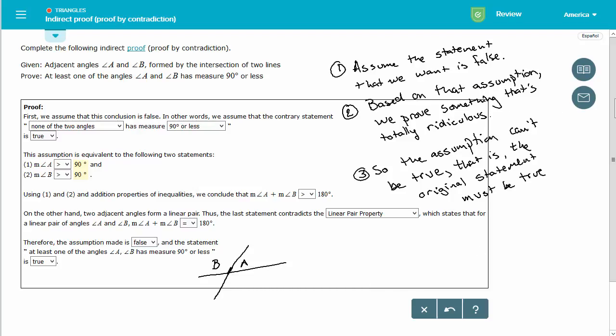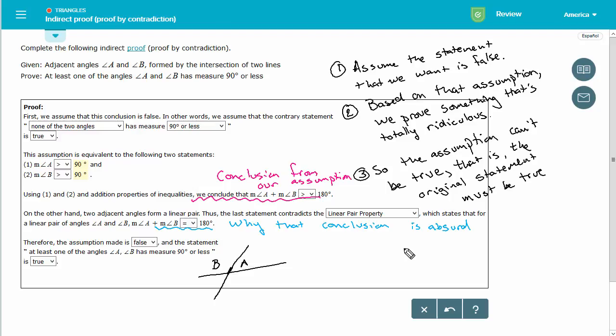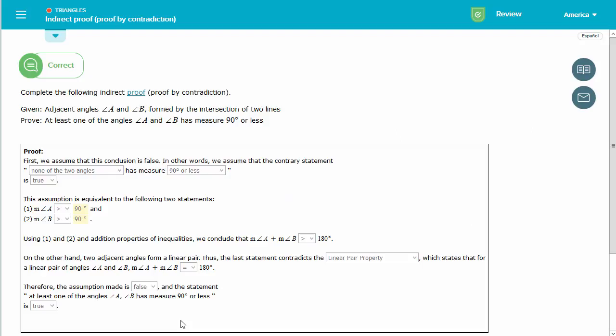So here we have a conclusion from our assumption, but then we say why that conclusion is absurd. The conclusion from our assumption is absurd. It cannot possibly be true. Therefore, our assumption cannot possibly be true. Our assumption is false. Therefore, the statement that we contradicted must be true. Okay, and we check this, and that's correct.